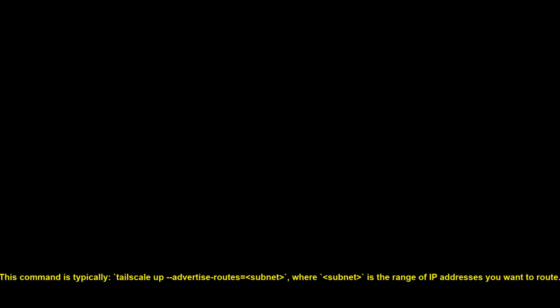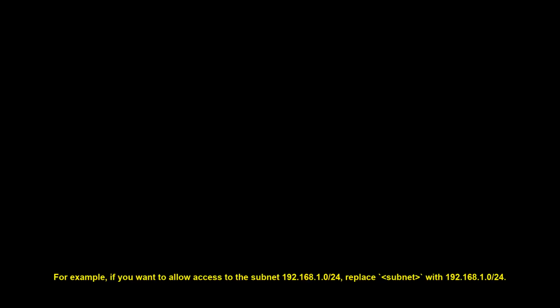to route. For example, if you want to allow access to the subnet 192.168.1.0/24, replace subnet with 192.168.1.0/24. Once the command is executed, Tailscale will provide you with a confirmation message.